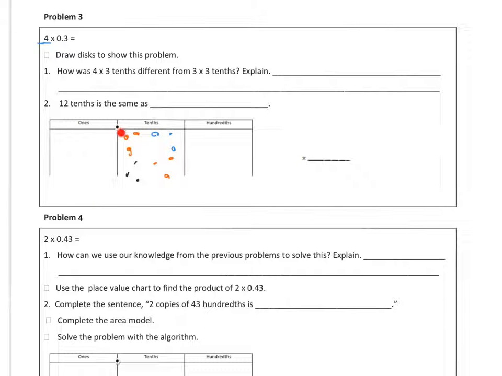Well, let's see, I've got 1, 2, 3, 4, 5, 6, 7, 8, 9, 10, 11, 12. I can't have that many in one place value. So I'm going to take 10 of these. 1, 2, 3, 4, 5, 6, 7, 8, 9, 10. And I'm going to move them over here. So instead of 10 tenths, they're going to become 1 one. And then I still have these 2 left over. So right now it looks like I have 1 and 2 tenths.